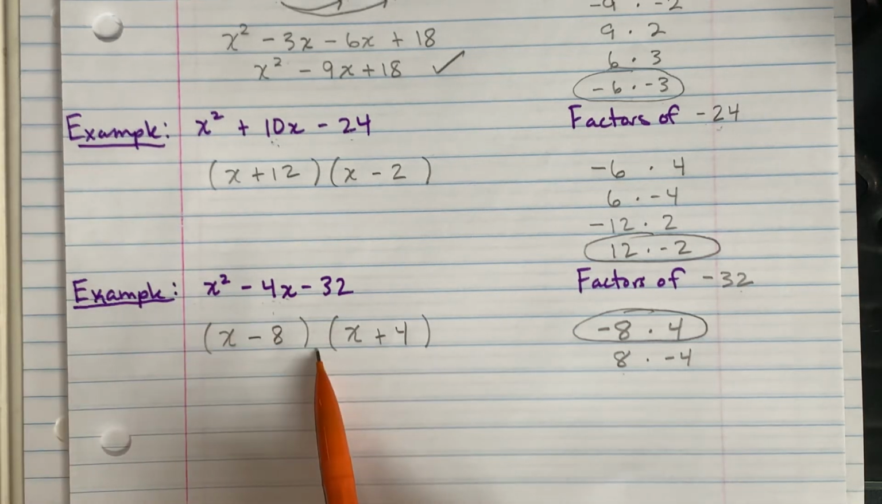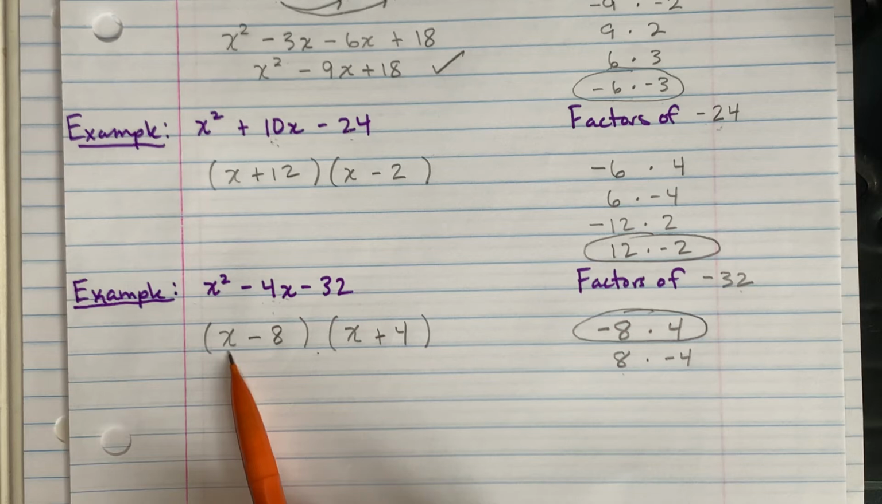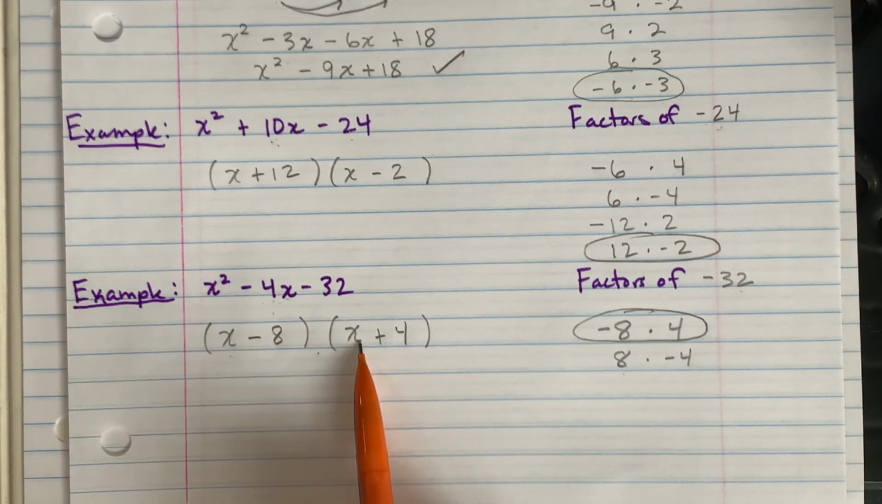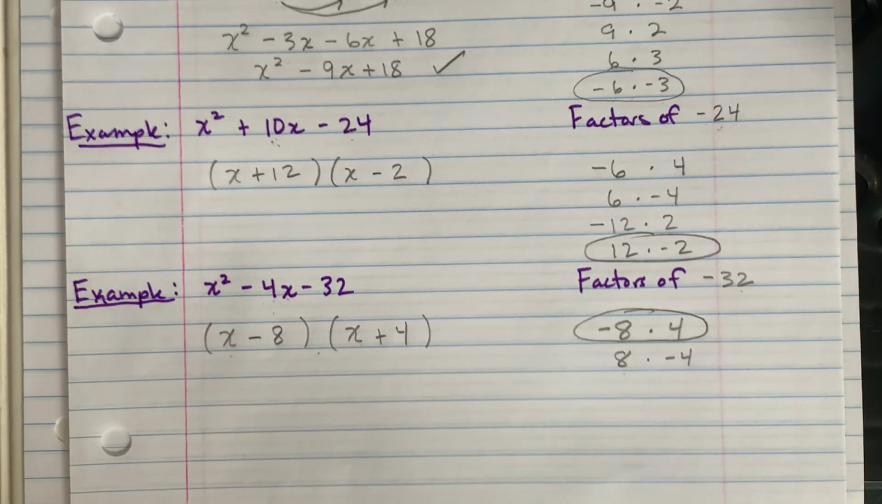Remember, our factored form allows us to see where the zeros are, where this quadratic function would hit the x-axis, right? It would hit at positive 8. It would also hit at negative 4. Those would be the x-intercepts of that quadratic function. Okay. All right. Thanks, guys. Check out the practice after this video.